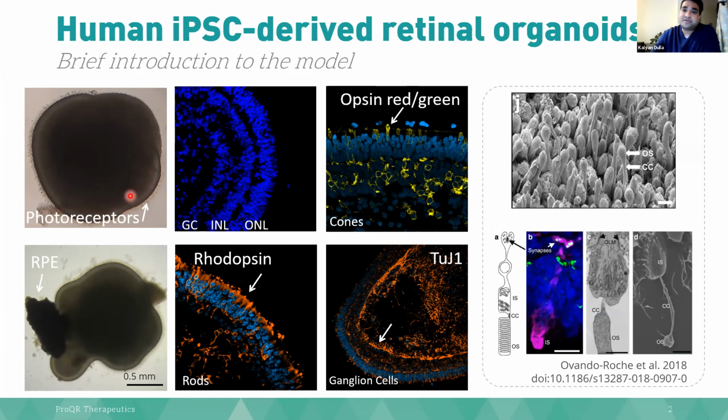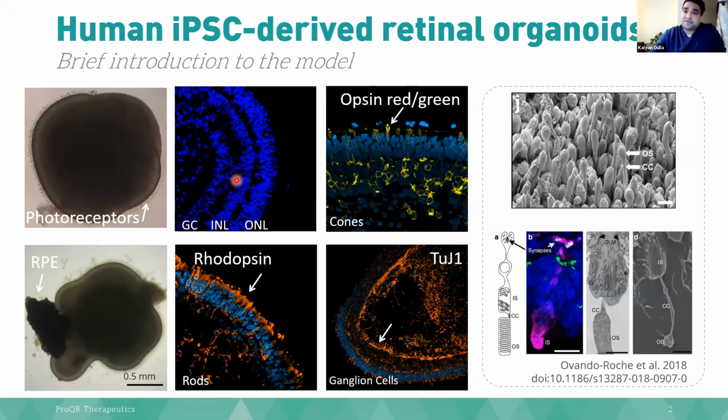Here are a few images of typical organoids. They're approximately 1 to 2 millimeter in diameter. They contain most of the retinal cell types. You can see the photoreceptors, especially the outer segments, even under bright field microscope. These structures are often referred to as brush borders.